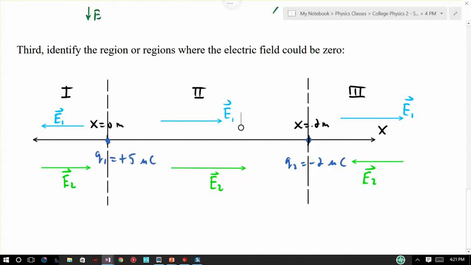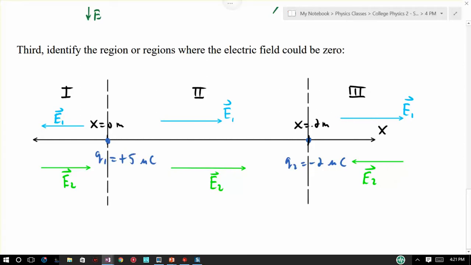So region 2, they're both going in the same direction, in the positive x direction. So they just add together and you get some positive field in the positive x direction. But in region 1, they're in opposite directions. In region 3, they're in opposite directions, right? So in this case, there are two regions where the field could be 0.